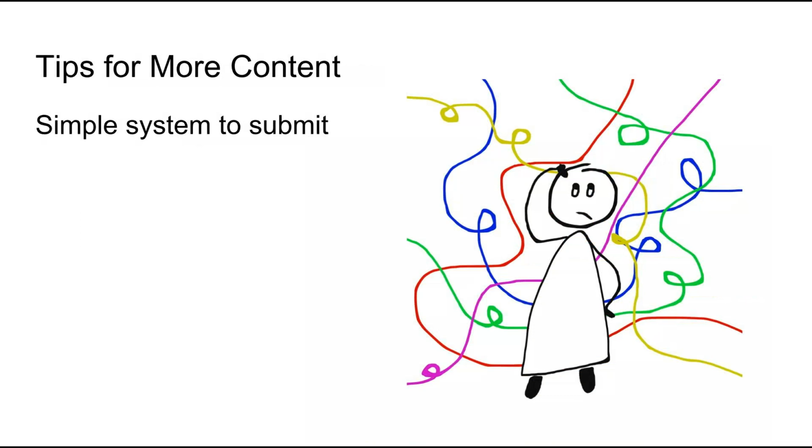Sometimes this is how I look because everything is like, oh my gosh. I think that the biggest way to get more content from your staff is a simple system to submit. Make it easy. And if you have 5 different ways to submit, to me, that's not that easy, because then they're thinking, well, what should I do? Now, you can have different options, but there should be one primary way.